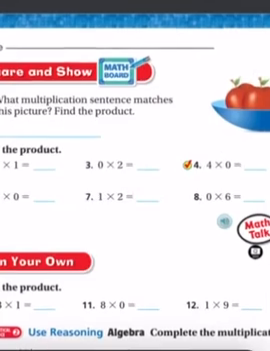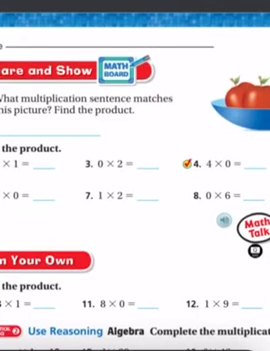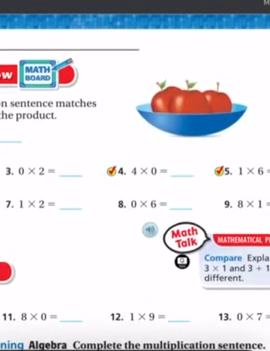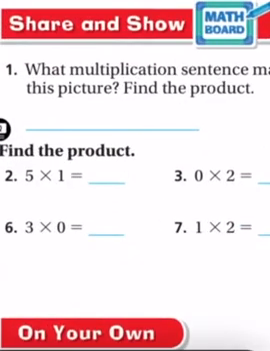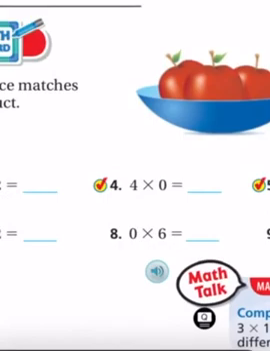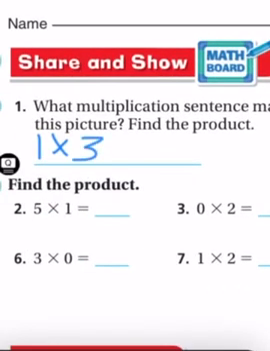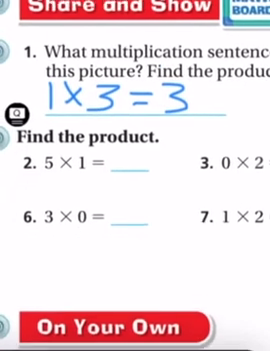I'm going to go through these quickly. Number 1, what multiplication sentence matches this picture? We have one bowl, one group of, looks like 3, 3 apples. One group of 3 equals 3. It is not 3 groups of 1. It's not 3 times 1, it's 1 times 3.